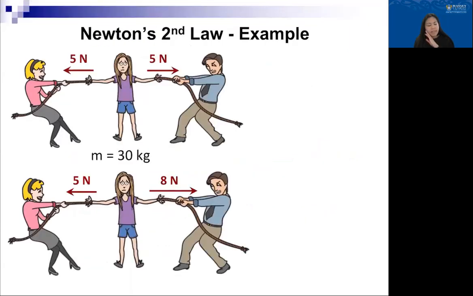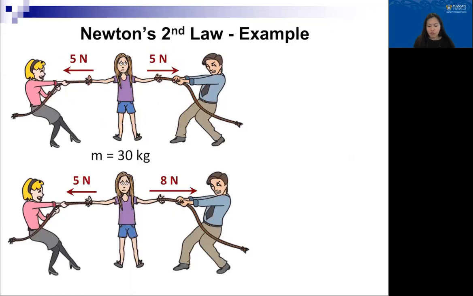All right, so let's look at some examples of Newton's second law of motion. You have here two scenarios. So you have a kind of tug of war here. A girl who weighs 30 kilograms is being pulled by two people at opposite ends. What will be the acceleration of the girl in the first scenario, where you have 5 newtons of pull to the right and 5 newtons of pull to the left? What will be the acceleration of the girl in this first scenario here? Yeah, good. I can see there 0. Very good. Why is it 0?